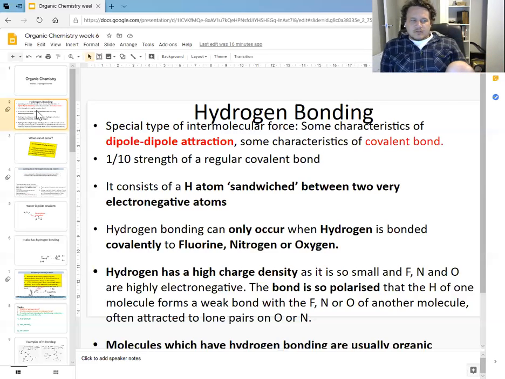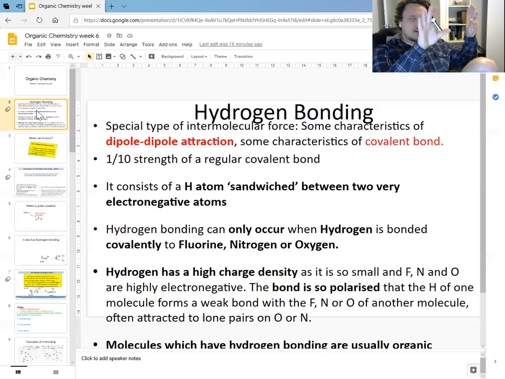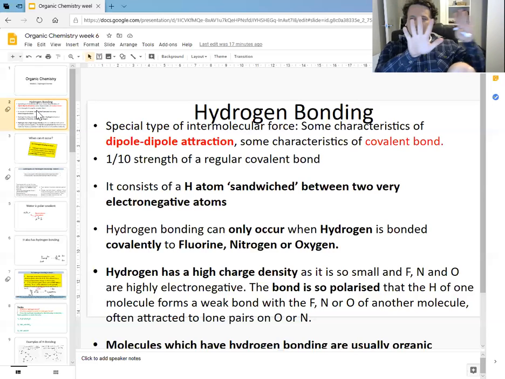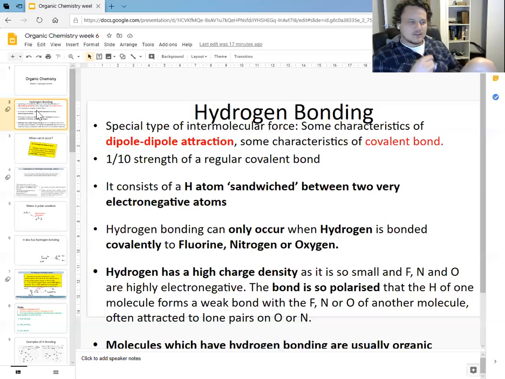So, hydrogen has a high charge density, and it's so small, and the electronegativity value is so high in F, N, and O that when they come near each other, so two molecules of water, the positively charged hydrogen will form a weak bond with the oxygen of another molecule. And this creates almost like a web or a diamond, or net shape.